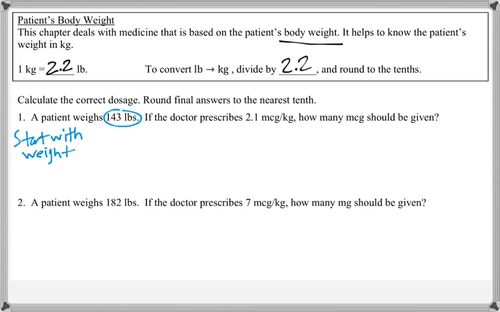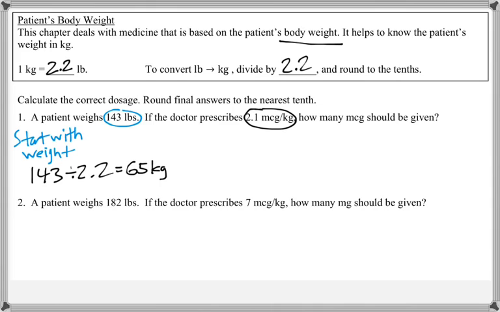So I'm going to take 143 and divide it by 2.2 and round to the nearest tenth if we have to. And on this one we actually don't have to because it just equals 65. So the patient weighs 65 kilograms and we're supposed to give them 2.1 micrograms for every kilogram of body weight.